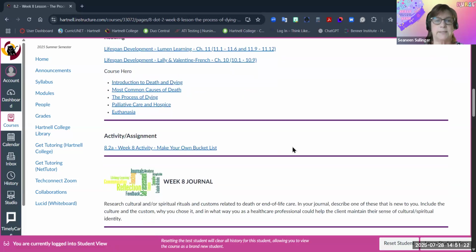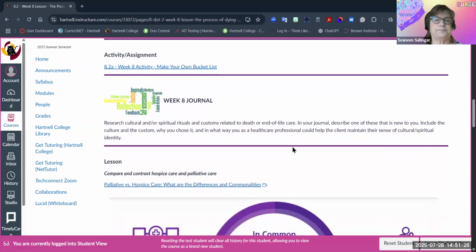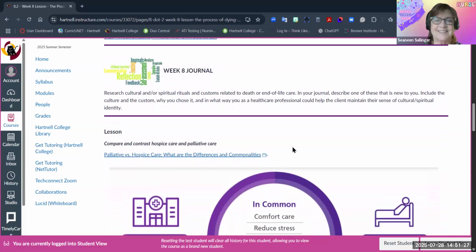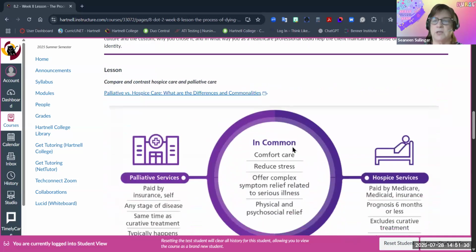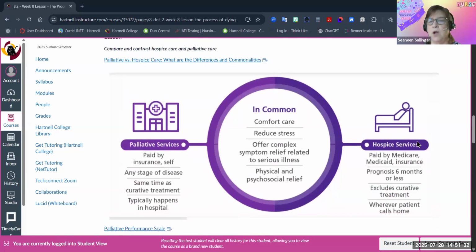We reviewed the bucket list and the journal. And so now we're going to go through and look at the objectives. So palliative versus hospice care. I love this visual. One of the main differences between hospice and palliative care is who pays for it. So hospice services are paid by Medicare, Medicaid, and insurance, whereas palliative services are usually paid by insurance and also self-pay.